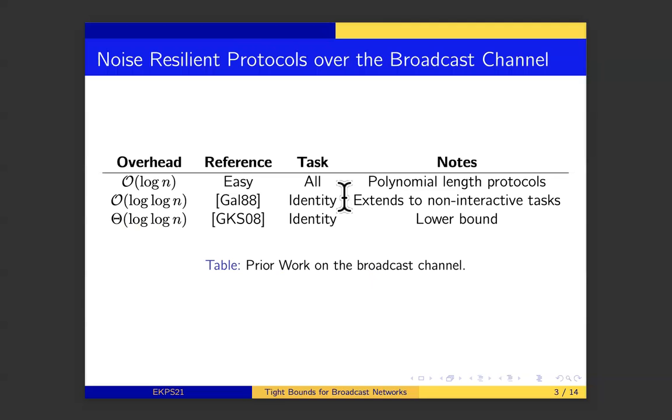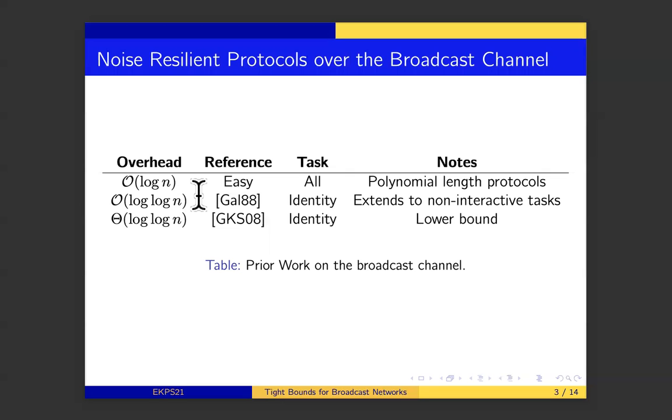task. In this task, all the parties have a bit as input. So party i has a bit x_i as input, and they want to know all the input bits. They want to output x_1, x_2, all the way to x_n. And for this task, Gallager showed that there is a noisy protocol, a noise resilient protocol, that has an overhead of O of log log n. And therefore, it means that at least for this task, this O of log n overhead is not tight.